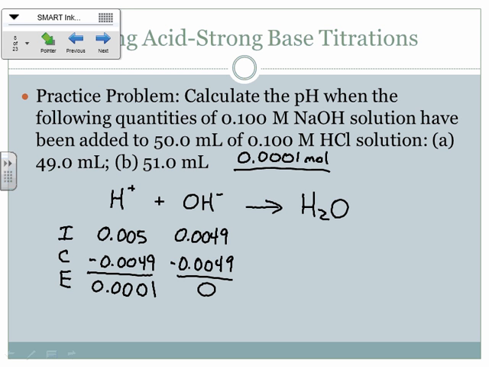And that's where, again, you have to be careful, because we now have a solution that's more than 50 milliliters, right? Because we've added an additional 49 to it. So this is 99 milliliters, which would be 0.099, is that right? Liters.